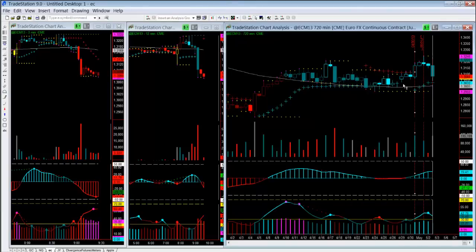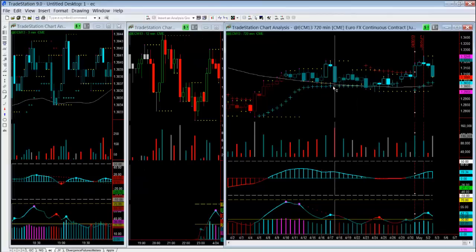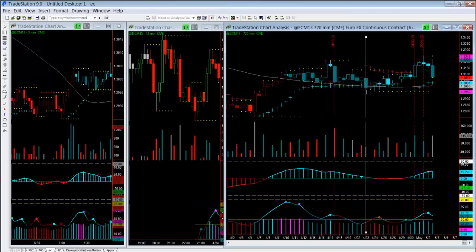The same thing with the slow moving average. This is an 80 period moving average, okay? But what you will see is that if it approaches the ATR and the slow moving average are coinciding together, then you're looking for volume divergence along the slow moving average and the ATR. We see a perfect example of that here on the Euro 720-minute chart.